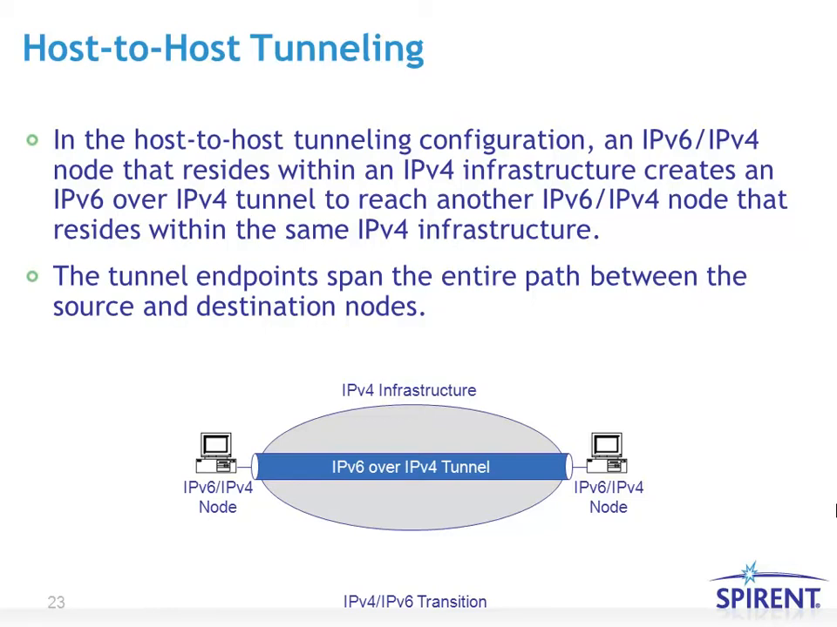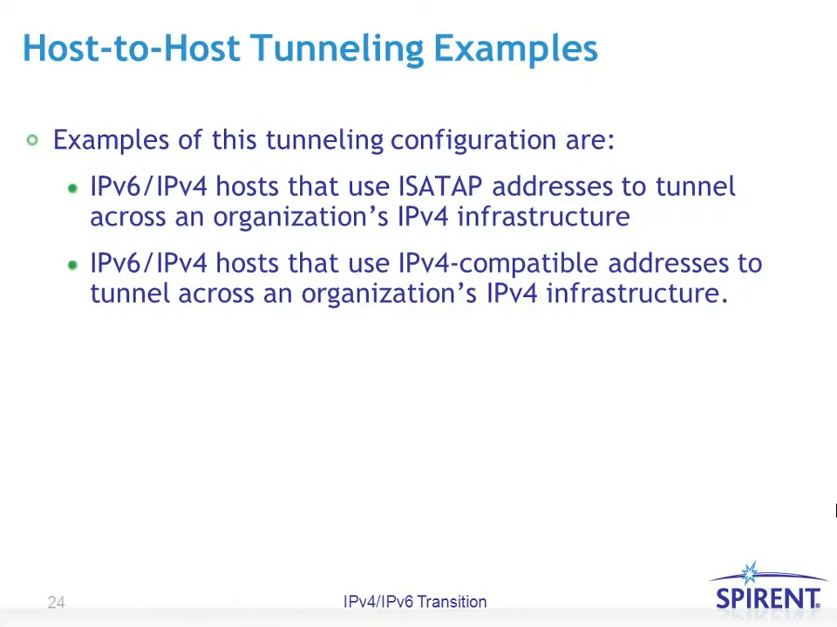Host-to-host tunneling is when, let's say, you have two IPv6 hosts that are both connected to an IPv4 infrastructure. They can reach each other directly over the IPv4 infrastructure, so no routers are required, but they need to establish the tunnel to get their IPv6 traffic over an IPv4 tunnel. And again, just like with the host-to-router function, ISATAP is the most common example of host-to-host tunneling.